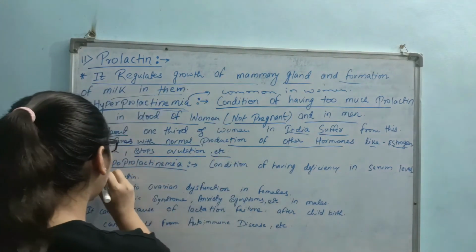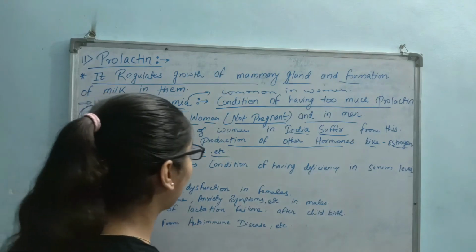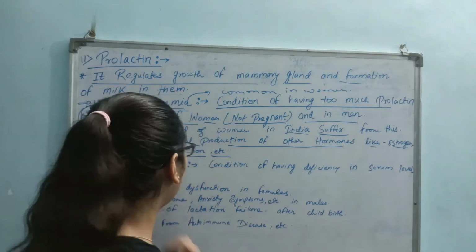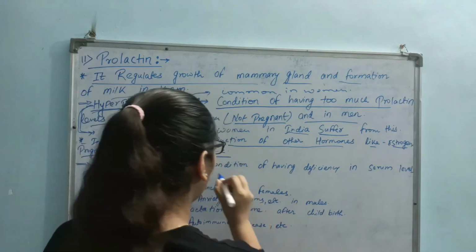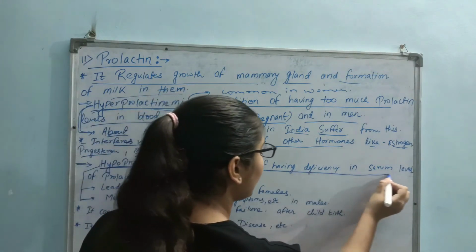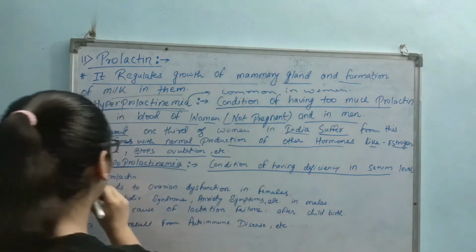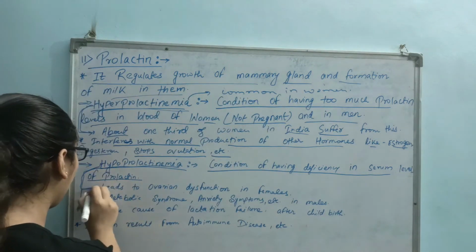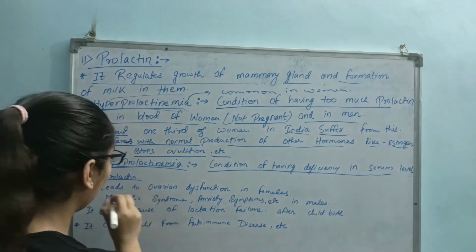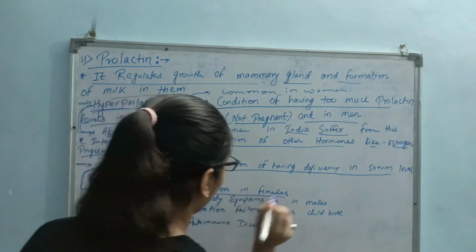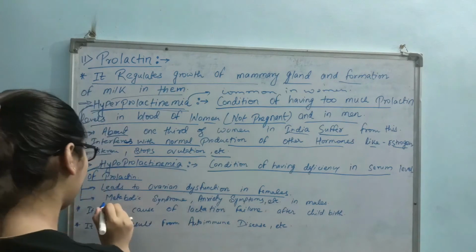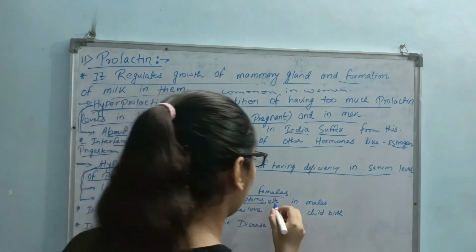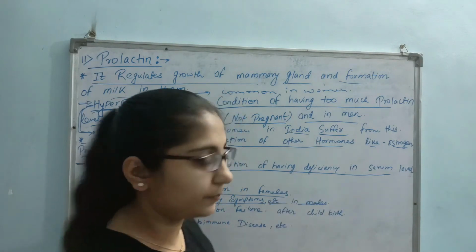Now second disease is hypoprolactinemia. Now what is hypoprolactinemia? It is the condition of having deficiency of serum level of prolactin. It also leads to ovarian dysfunction in females, metabolic syndrome and anxiety symptoms in males.